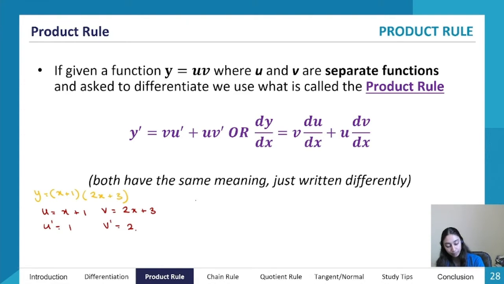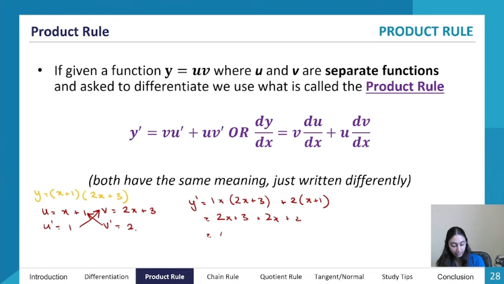So let's follow the y dash rule. So it'll be v times u dash. So this times that. So it'll be 1 times 2x plus 3, plus u times v dash. So like that. So it'll be 2 times x plus 1, which gets me to 2x plus 3 plus 2x plus 2. So my final answer is 4x plus 5. That is my final derivative. Okay?